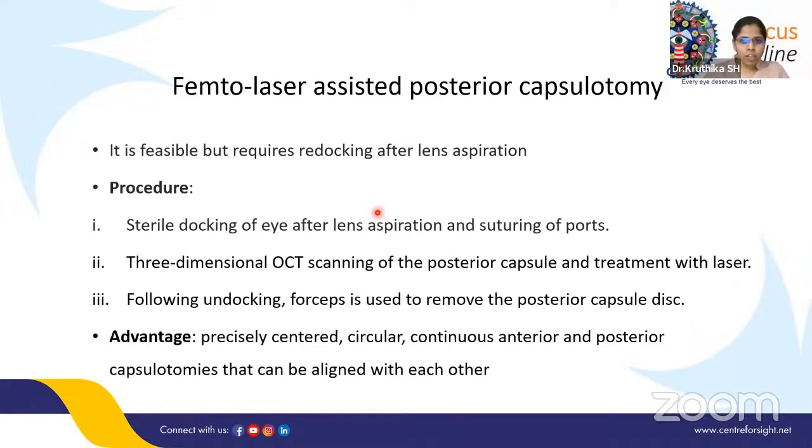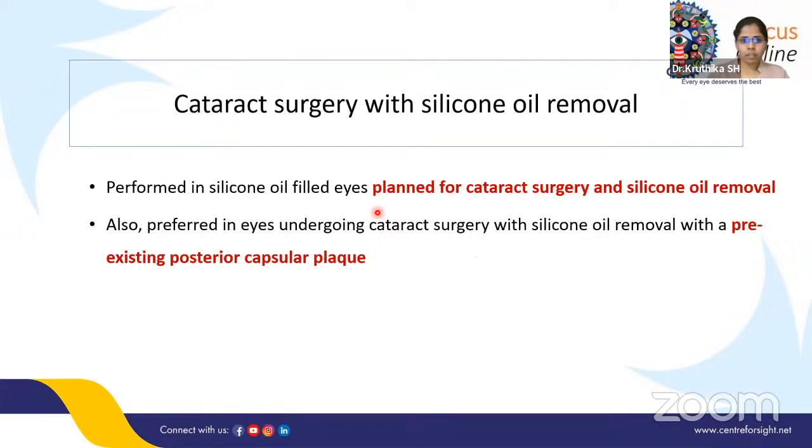So there is one more technique, which is femtolaser assisted posterior capsulotomy. It is feasible but requires redocking after lens aspiration. The procedure done here is, after we finish the cataract surgery, just before implantation of IOL, we either suture the ports or we do adequate hydration of the ports and do sterile docking of the eye again on the femto machine. After which a 3-dimensional OCT scanning of the posterior capsule and treatment with femtolaser is done. Following undocking, we shift the patient back to the operating table and use forceps to remove the posterior capsular disc that was created using femtolaser assisted surgery. Advantage of this technique is it gives precisely centered, circular, continuous anterior and posterior capsulotomies that can be aligned with each other.